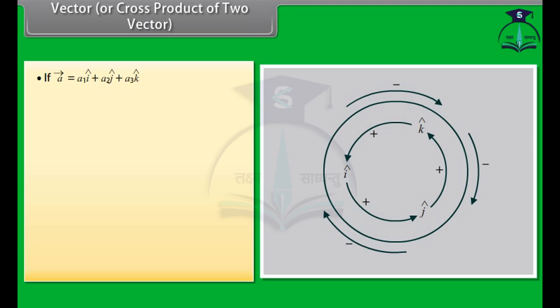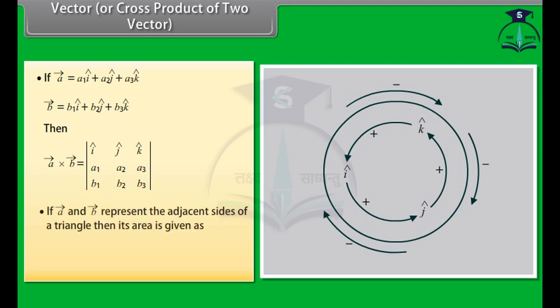If vector A is equal to A1 cap i plus A2 cap j plus A3 cap k, and vector B equals B1 cap i plus B2 cap j plus B3 cap k, then the vector product of A and B is equal to the determinant of row-wise first row cap i, cap j, cap k, second row A1, A2, A3, third row B1, B2, B3. If vectors A and B represent the adjacent sides of a triangle, then its area is given as 1 upon 2 into magnitude of vector product of A and B.